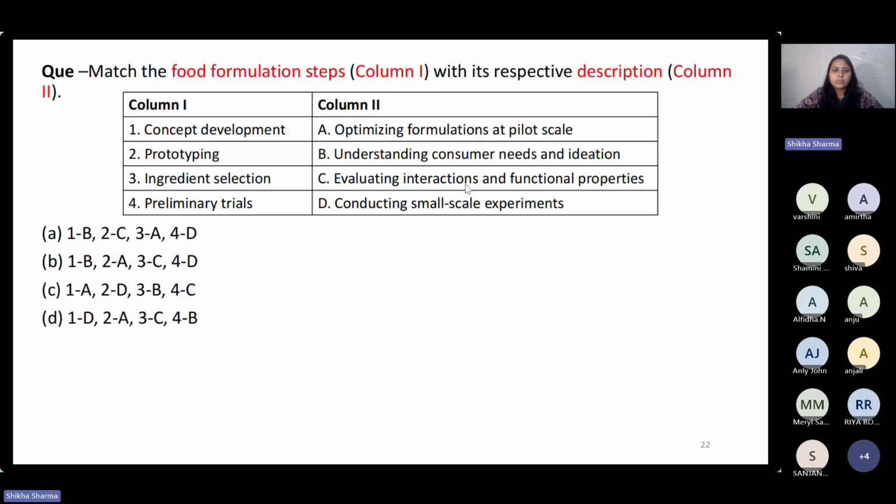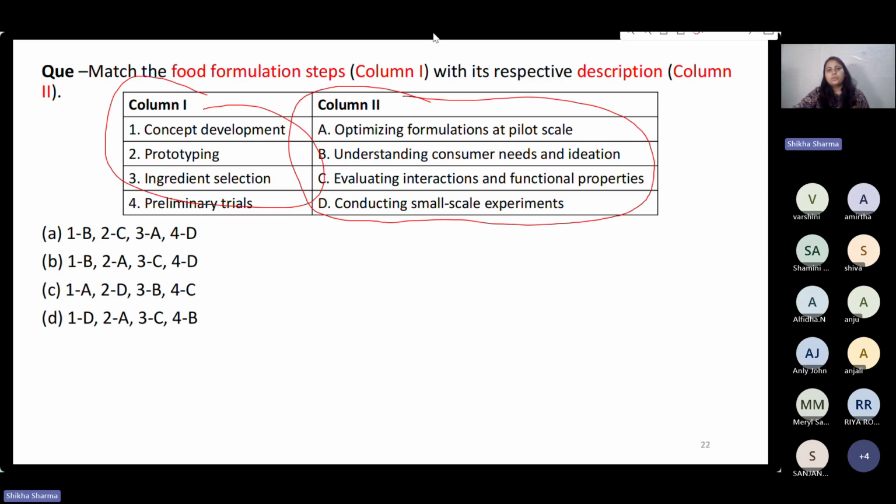Let's discuss this question, which is to match column 1. In column 1, we have the food formulation steps like concept development, prototyping, ingredient selection, and preliminary trials. In column 2, we have the descriptions. So we need to match column 1 with column 2. Would anyone like to answer this question?